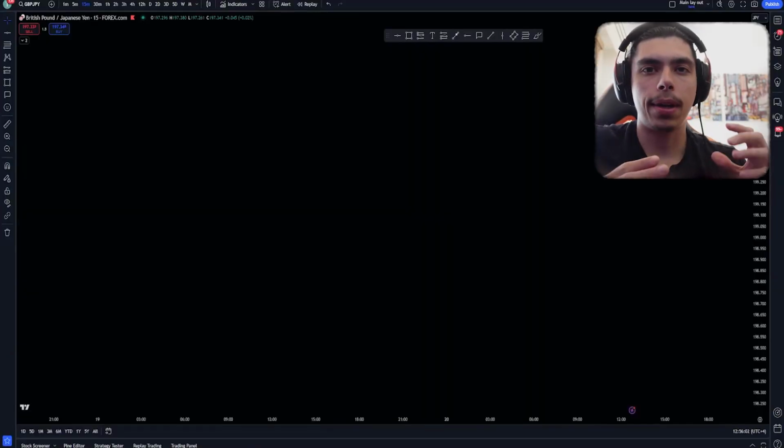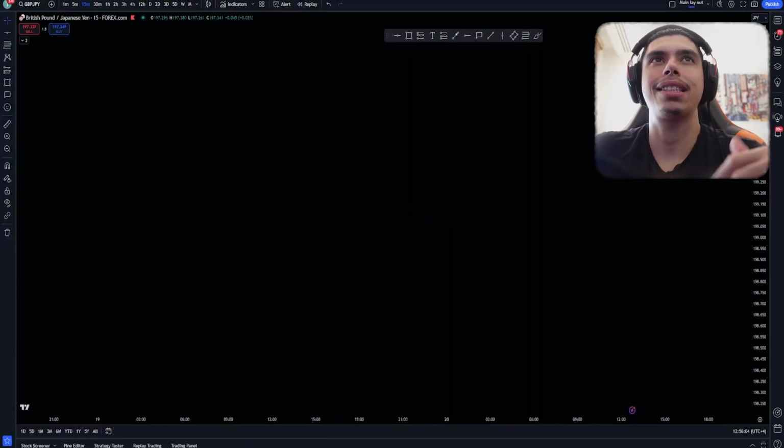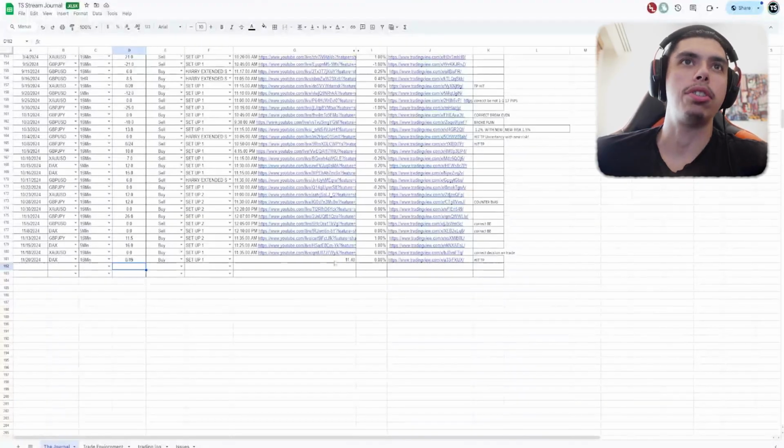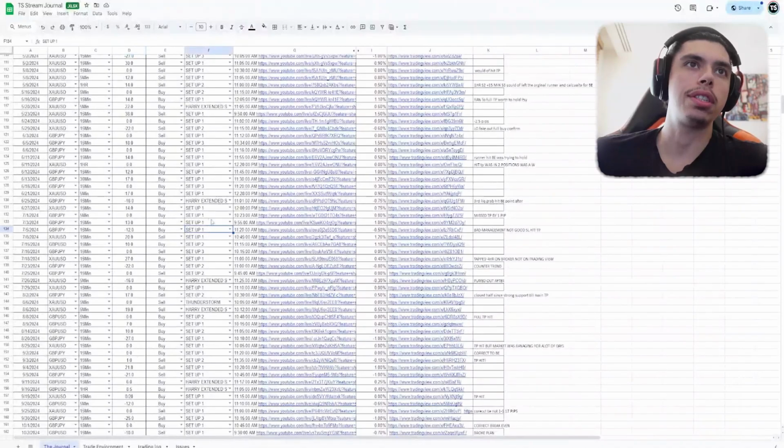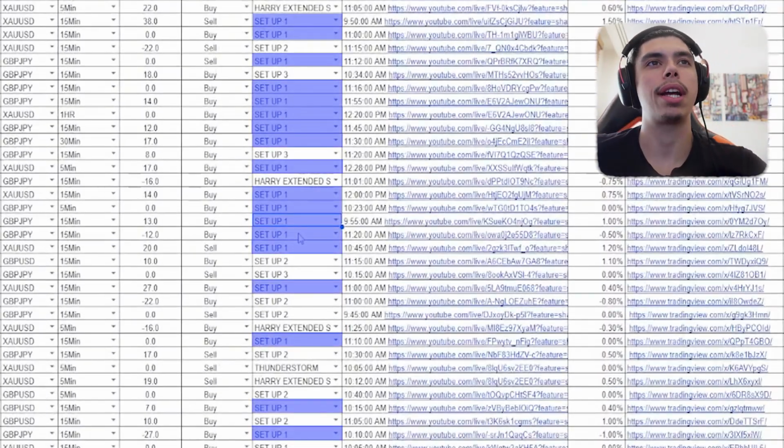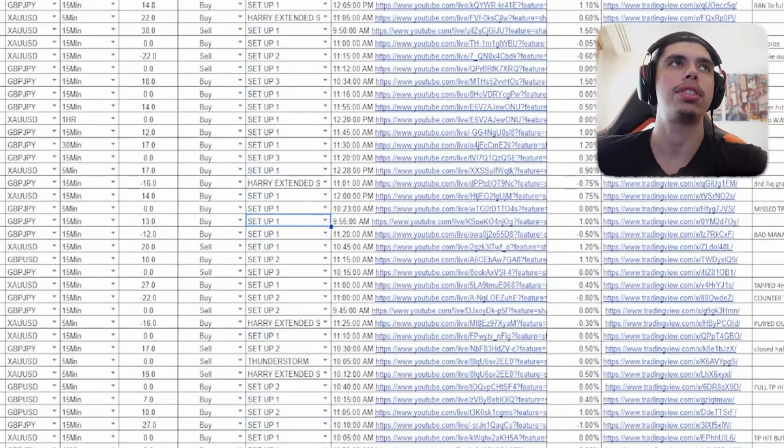Let's go. All right, so the plan for this is we're going to use my classic setup one entry. If you see my journal here that I do on live stream, setup one comes up a lot. You can see setup one, setup one. Now this is a simple breakout. It's not a breakout, but it's a close above a resistance type strategy.